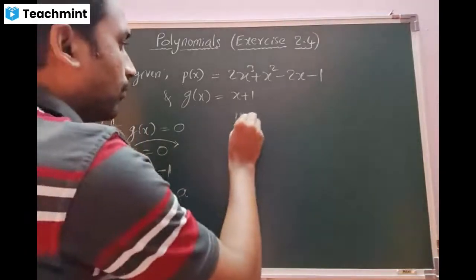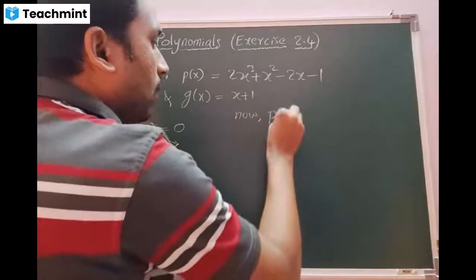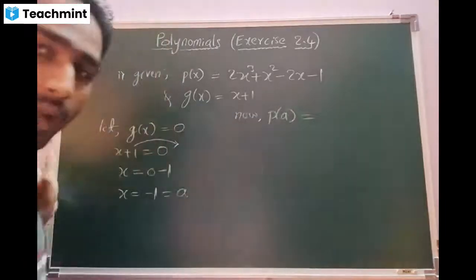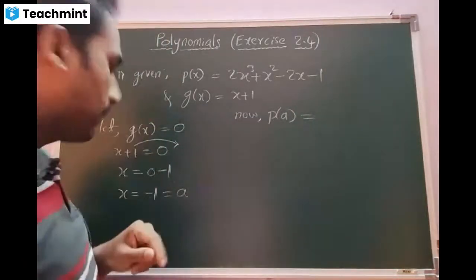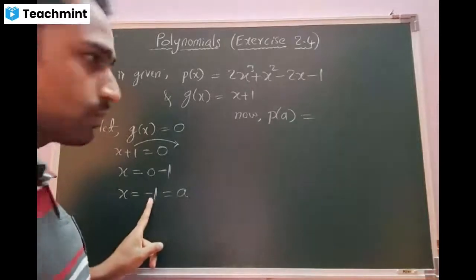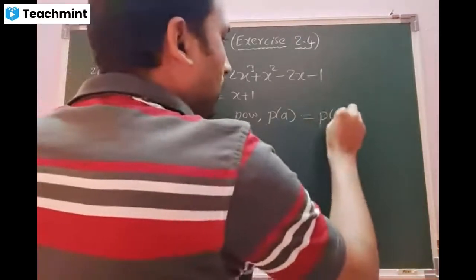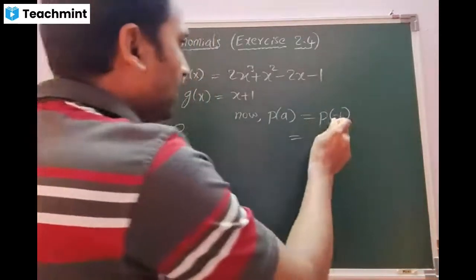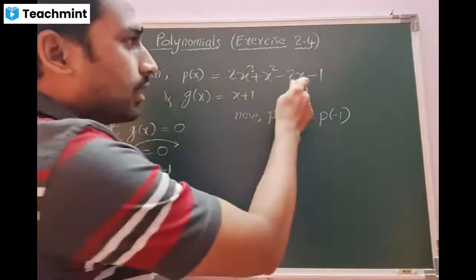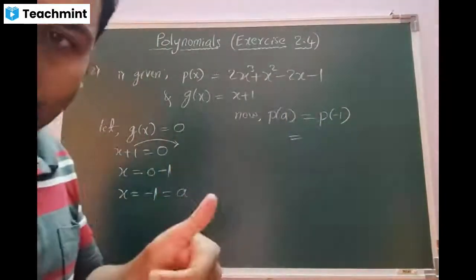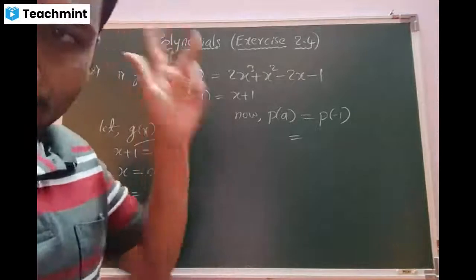Yes, sir. Now, p(a), which is nothing but the remainder, I'm going to find. p(a) means this a value, that is -1. So let me write p(-1). This -1 has to be substituted in the place of the x variable in the dividend. Correct, beta?